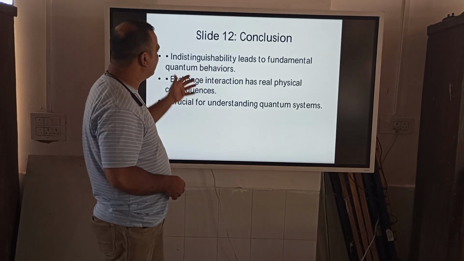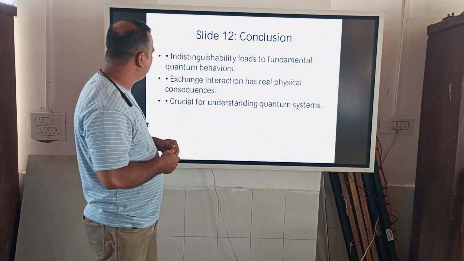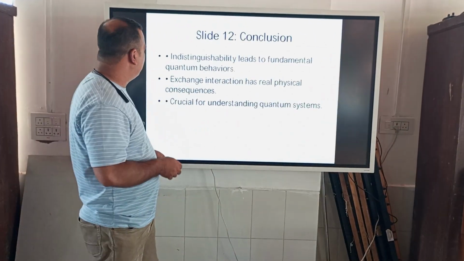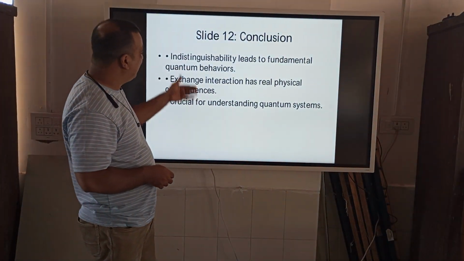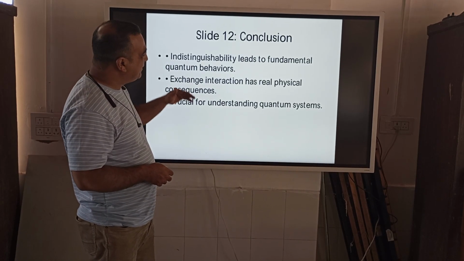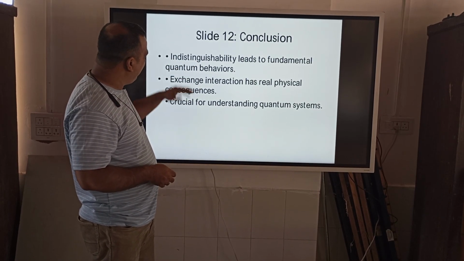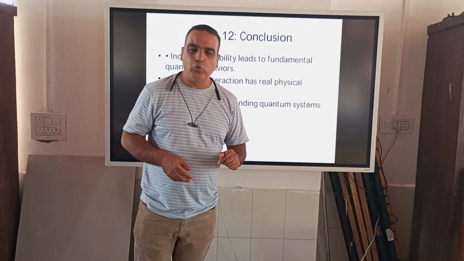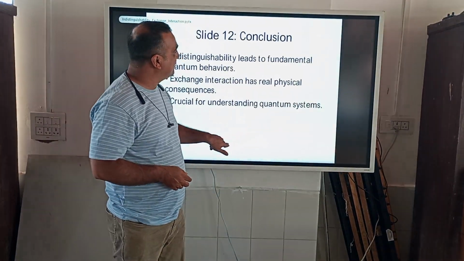So to conclude this introduction, what does indistinguishability lead to? It leads to the fundamental quantum behavior of the system. Exchange interaction has real physical implications and real physical consequences, and both these things are very crucial for understanding these complex quantum systems.